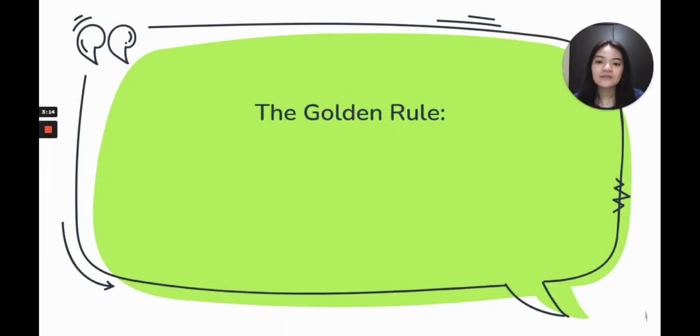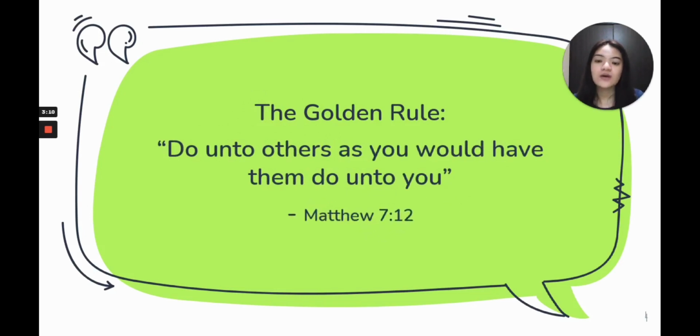And let me leave this golden rule to you guys. Do unto others as you would have them do unto you. Matthew 7 verse 12. So this simply means that treat others as how you want to be treated.